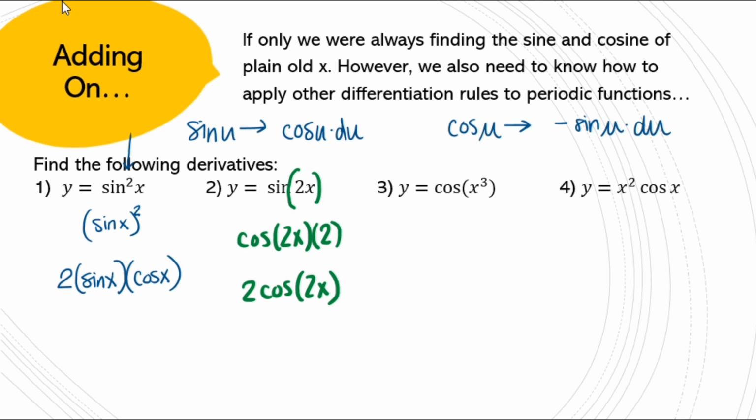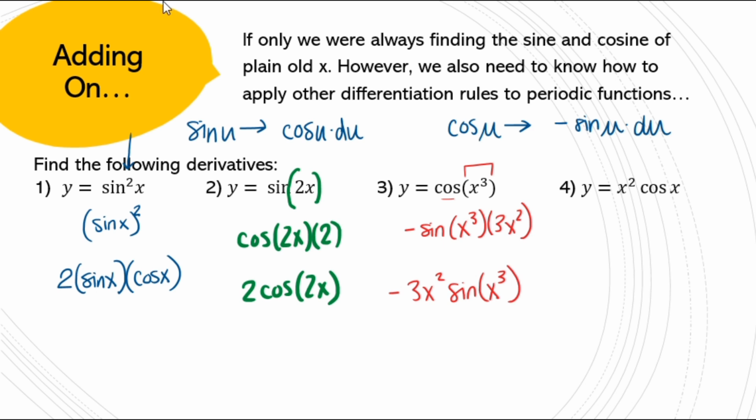Number 3 gave us some brackets to clean up. And once again, we have an inner function that is x cubed and then an outer function that is cos u. So for this one, let's switch to red. We are going to find the derivative of the trig function, which will be negative sine x cubed, and then the derivative of u, which will be 3x squared. And suddenly we have negative 3x squared times sine x cubed.